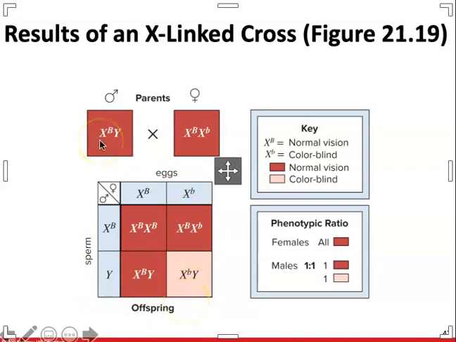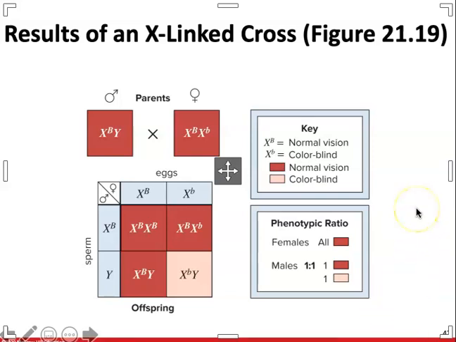So what we're going to see here is if we have a normal male crossed with a carrier female, the daughters will not be colorblind. They will have normal vision, but there's a 50-50 chance that the daughters will be carriers. The sons will not be carriers. The sons will either be colorblind or have normal vision. They have a 50-50 chance of being normal versus colorblind. So this is how an X-linked trait gets passed around.